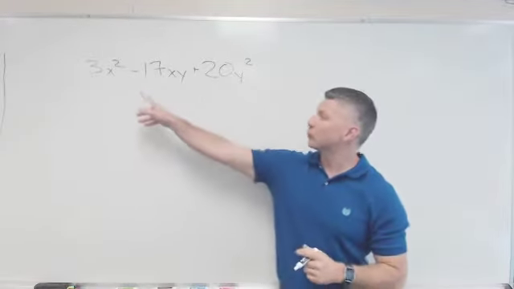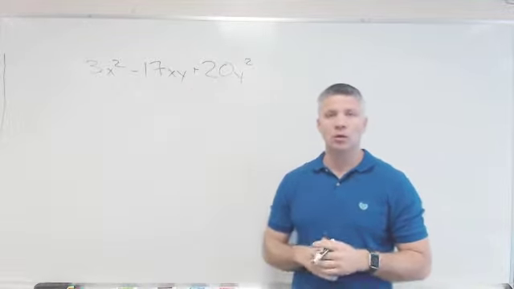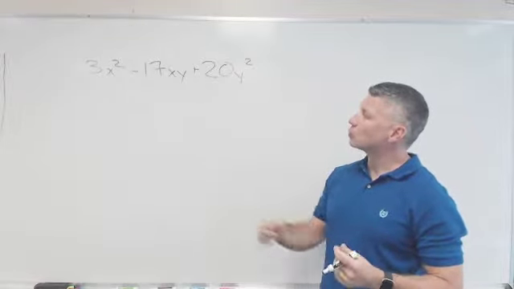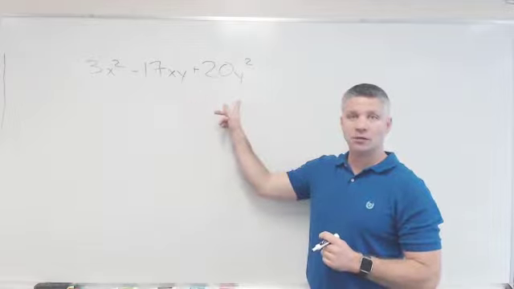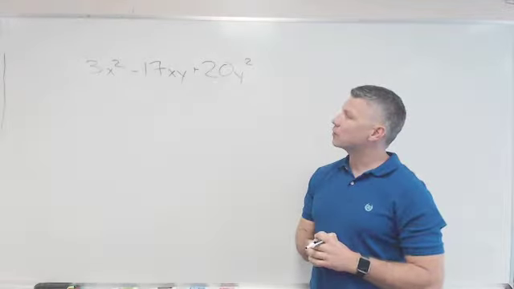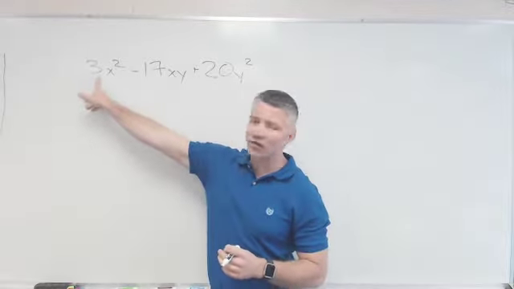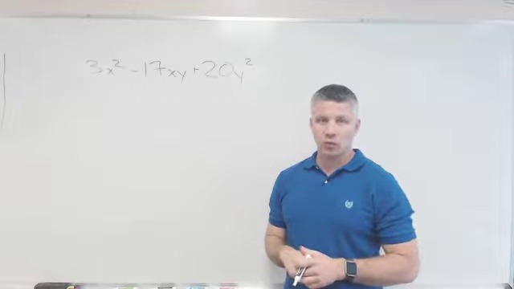Another problem for us to do, 3x squared minus 17xy plus 20y squared. We should notice a few things. Actually, we should notice 2. First one, 2 variables. We have x's and y's. And something else is different about this problem. We don't have any GCF, but we do have a number that a is not equal to 1.